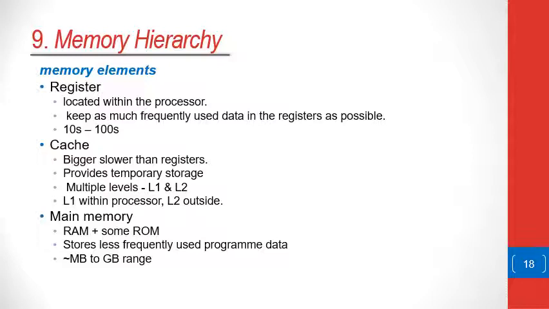The cache is the next level of memory, which is a bit bigger than registers but slower, and it provides temporary storage. There could be multiple levels of cache, level 1, level 2, and so on. Level 1 cache memory is normally found within the processor itself, whilst level 2 is outside. The next type of memory would be main memory, which is composed of mostly RAM and some ROM, and it stores less frequently used program data. Its range could be in the ranges of megabytes to gigabytes.